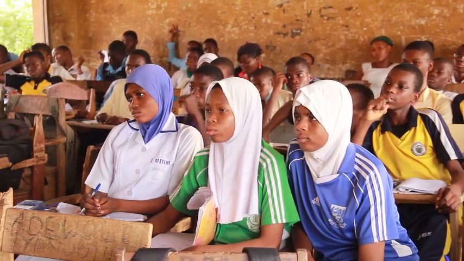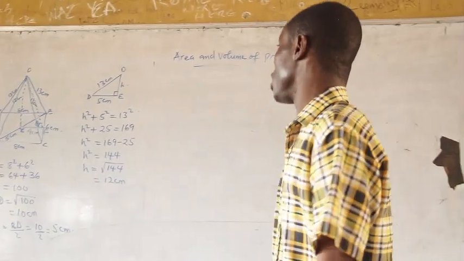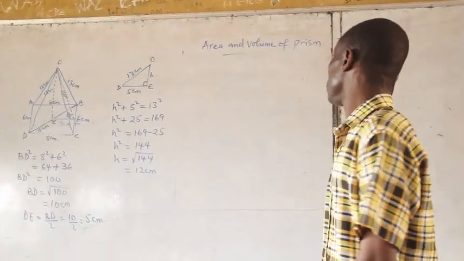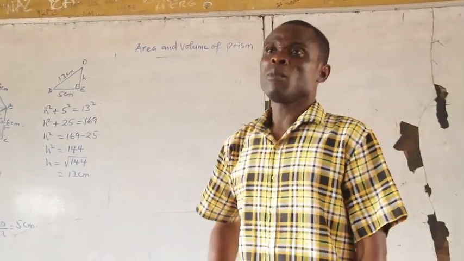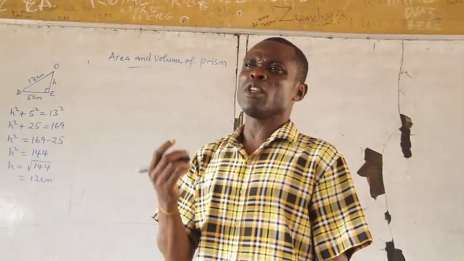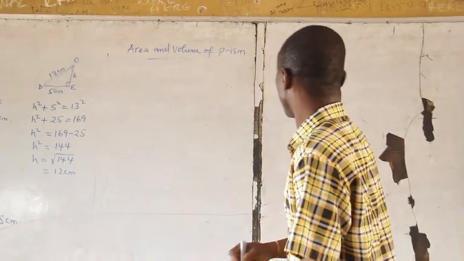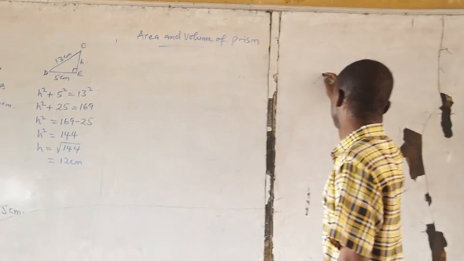Area and volume of prism. Now look at this shape, prism. I have explained different types of prism, because a cube is a prism. Any shape with uniform cross section is a prism. A cube is a prism.